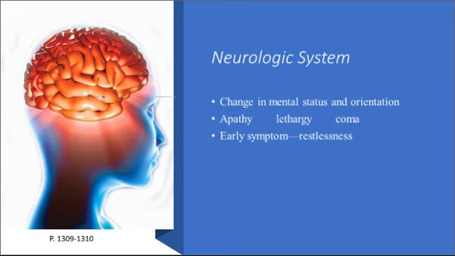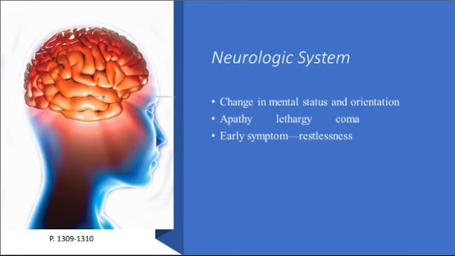Neurological. Change in mental status, orientation, apathy, lethargy, coma. In the beginning, it's restlessness as hypoxia starts to set into the brain. As it gets worse, mental status changes. There's hypotension, so you're not perfusing it. The faster your heart's going, the tachycardia, you have more cerebral ischemia.